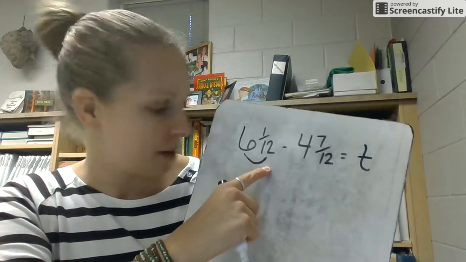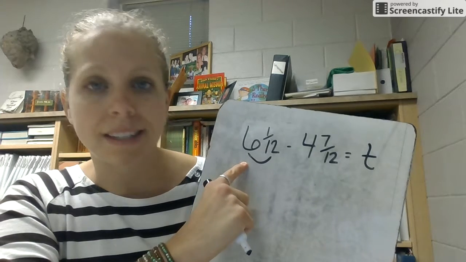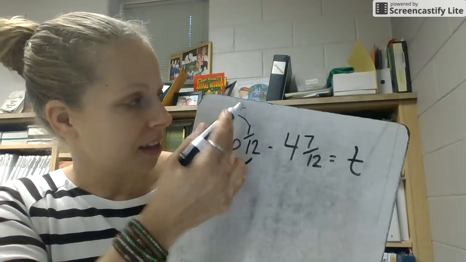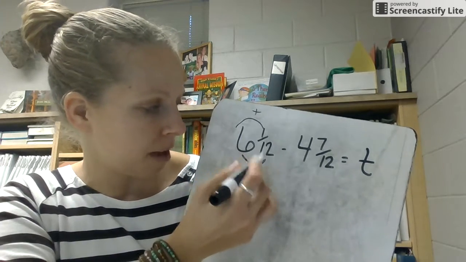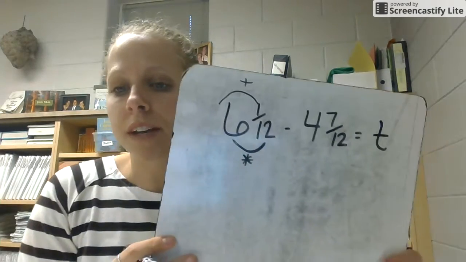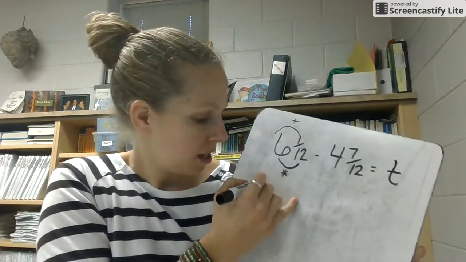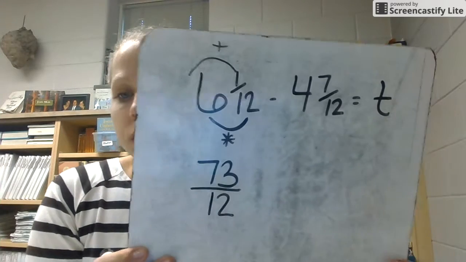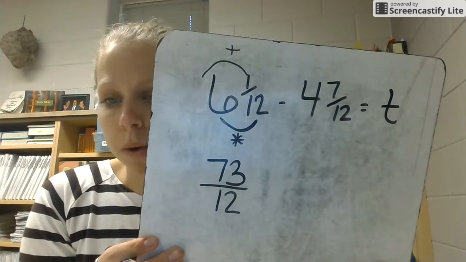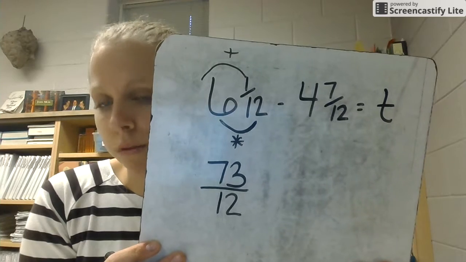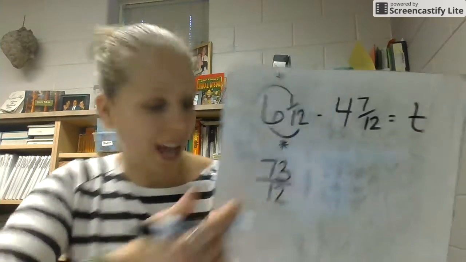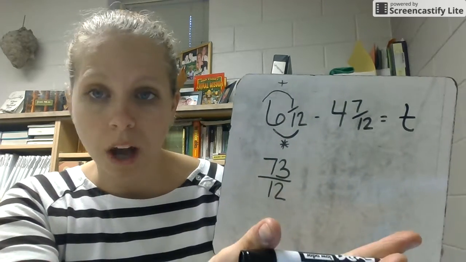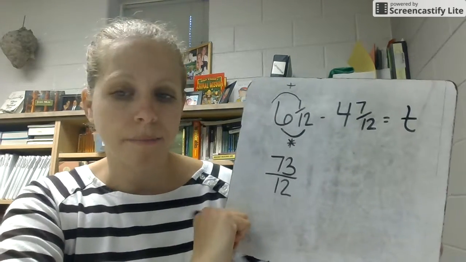I say this how many times, right? 12 times 6 is 72. You add the top. Okay, so we multiplied the bottom. Now we're adding the top. So 72 plus 1 is 73. And I'm keeping that same denominator. So I see that 6 and 1/12 is the same exact thing as 73/12. And I know that because I could divide 73 by 12 and I would get 6 with a remainder of 1. And that's the exact same thing that we're saying there.